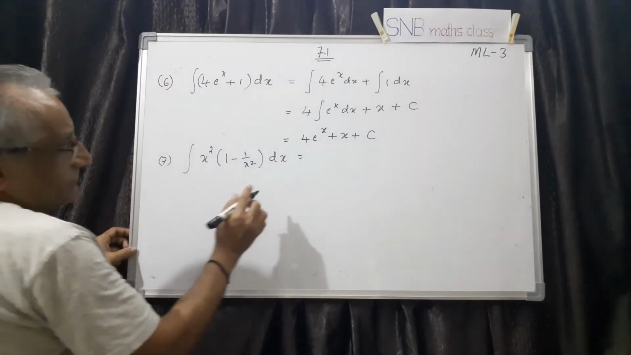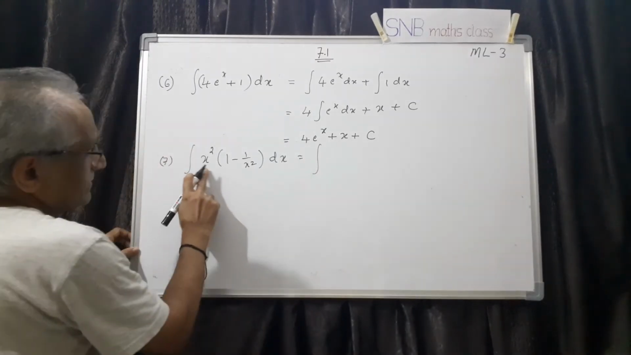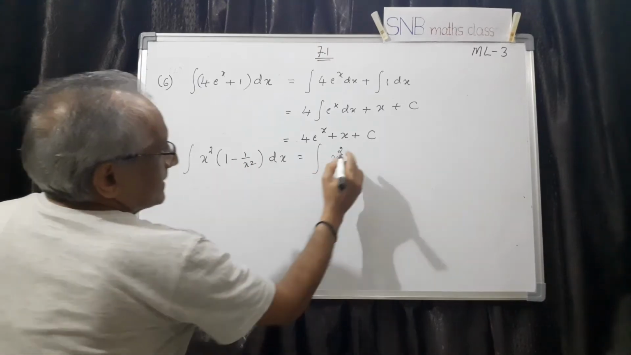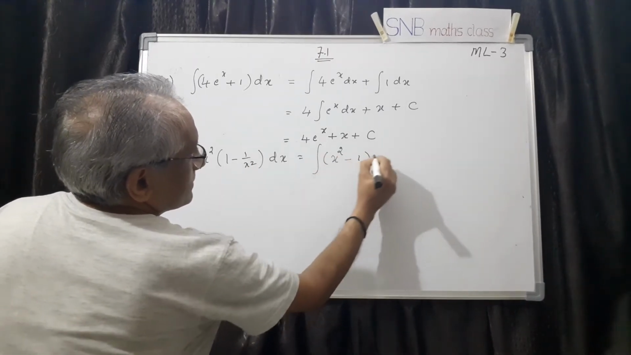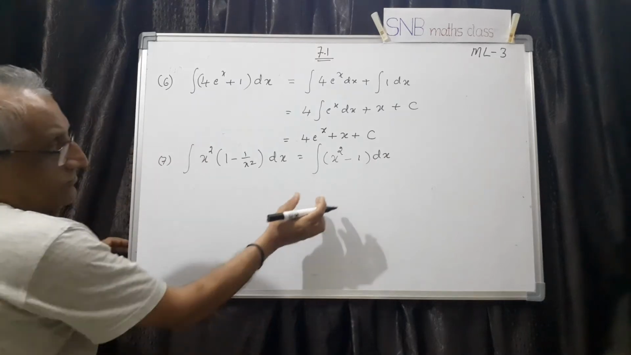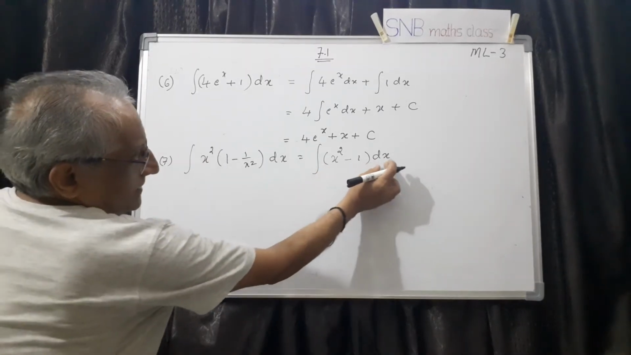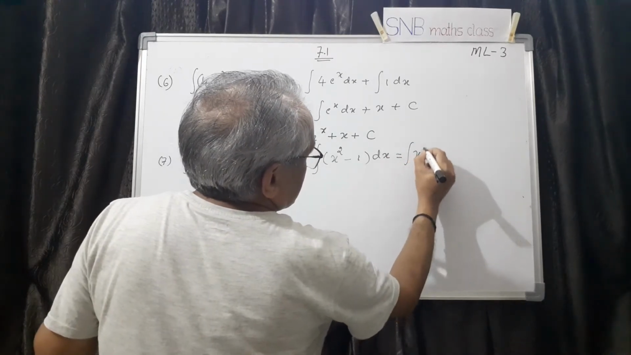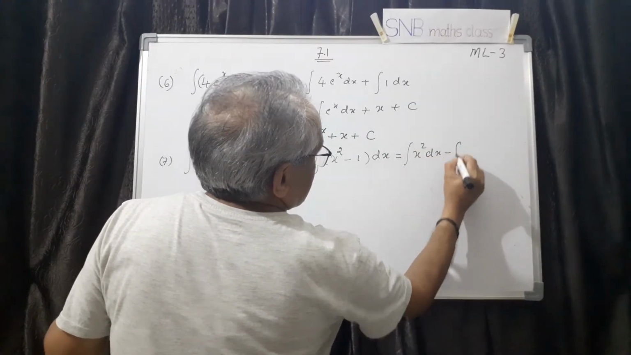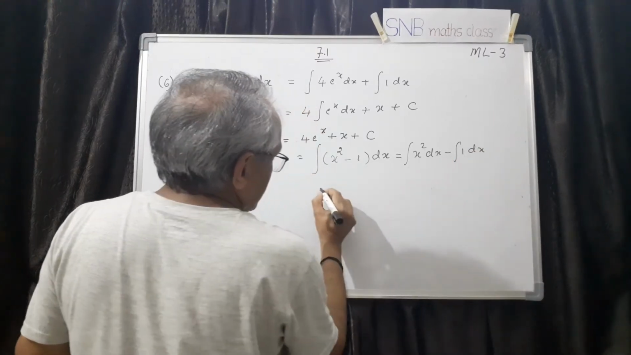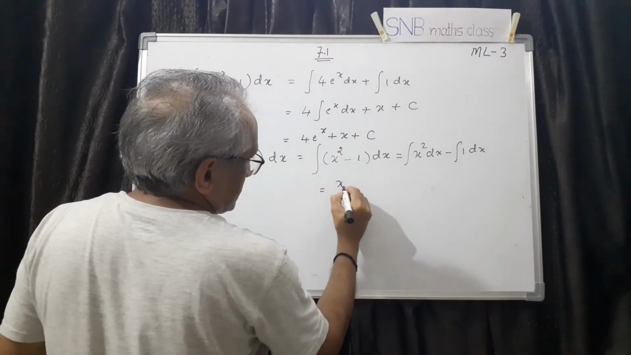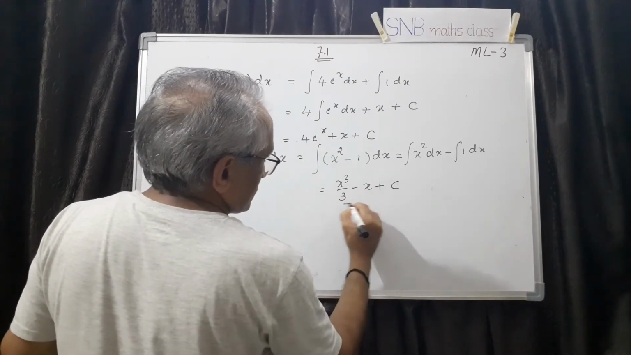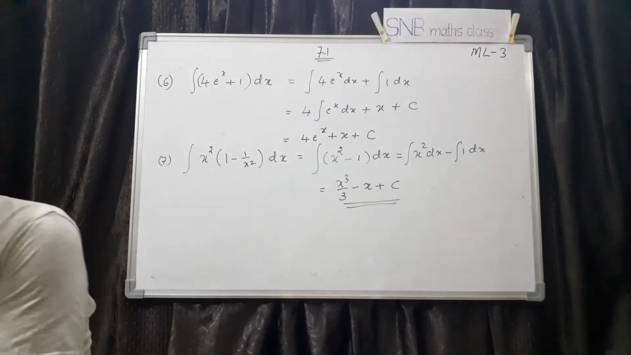Here what we have to do is, first you have to remove the bracket here, so that the first one becomes x square. Second one becomes minus 1, then dx. So now you can use the difference rule, integration of x square dx minus integration of 1 dx. And you know that integration of x square is x cube by 3 minus x plus c. So this is the answer. So this is your seventh question.